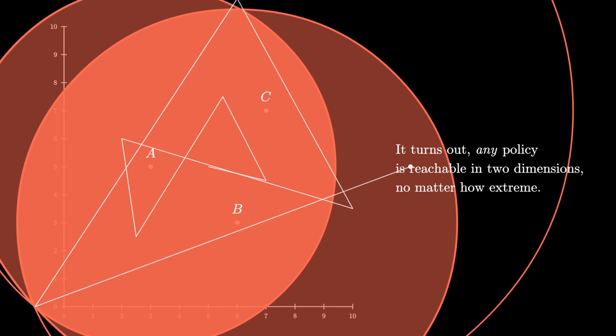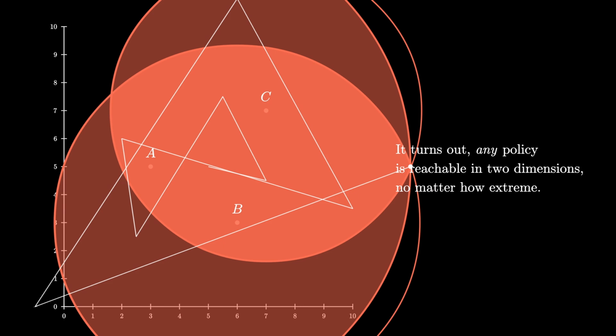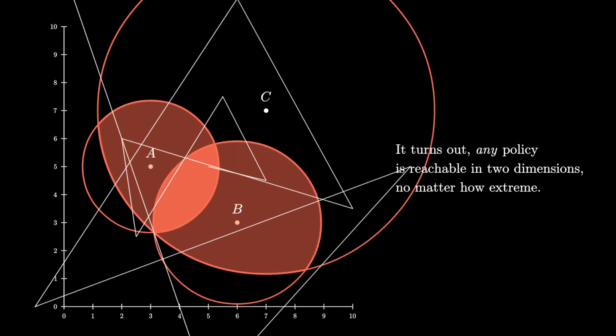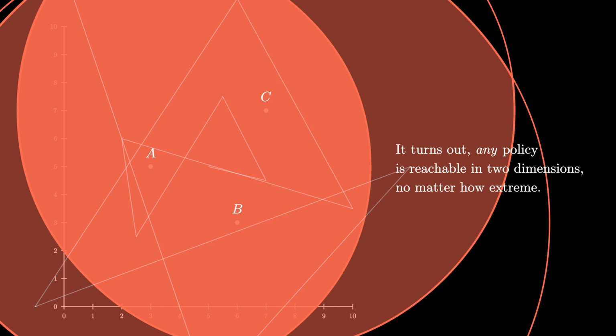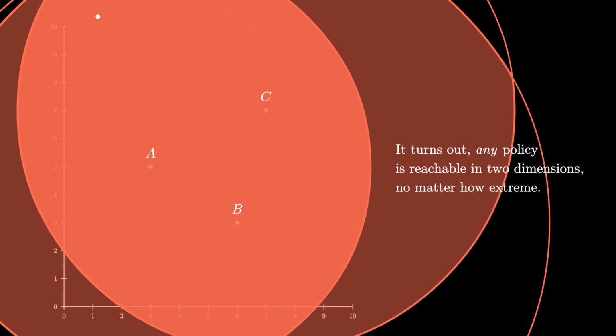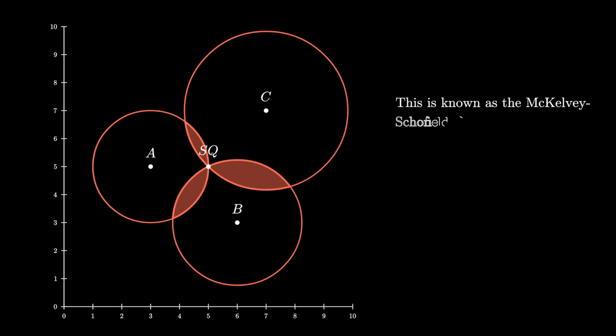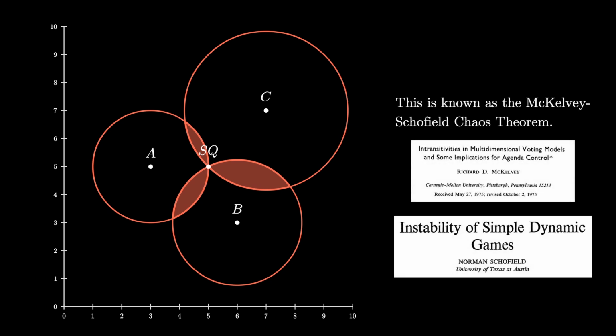We've now gone fully off the grid. The original status quo policy of 5 on the horizontal axis and 5 on the vertical axis seems like a much better option than these points I'm drawing now. And in fact, because these policies will cycle, the original status quo is actually in the win set of this new extreme one. This phenomenon, that any policy is reachable no matter how far from the legislators' ideal points, is known as the McKelvey-Schofield chaos theorem.